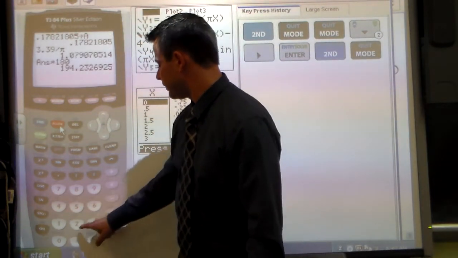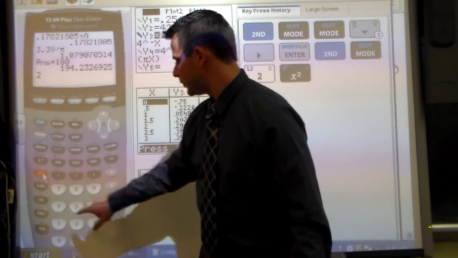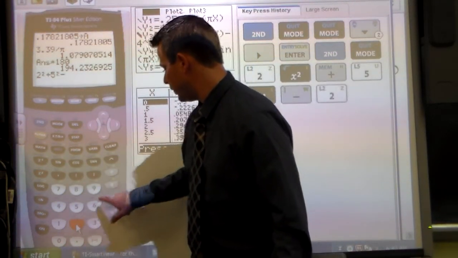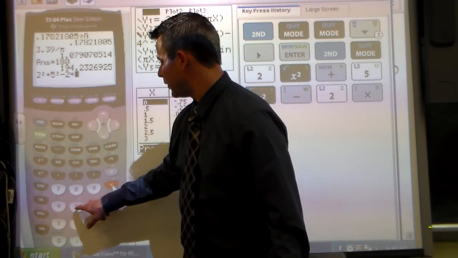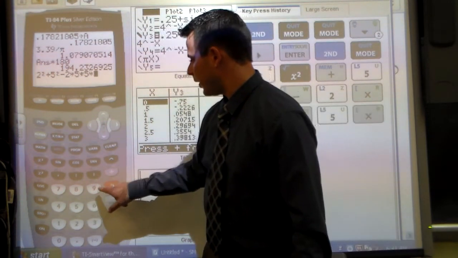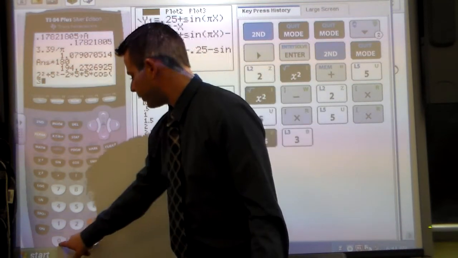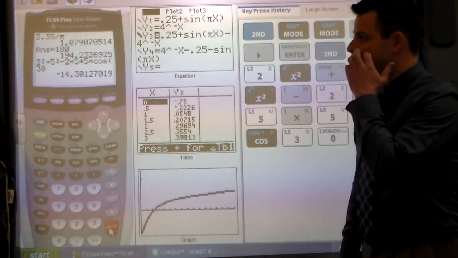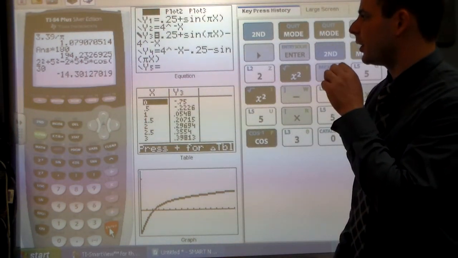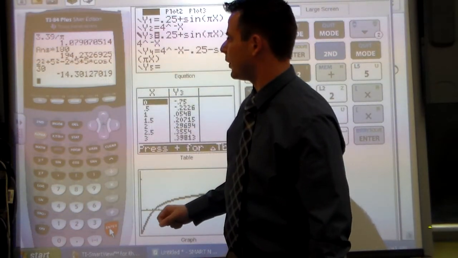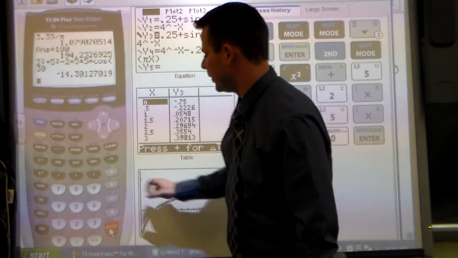And we're just going to do 2 squared plus 5 squared minus 2 times 5 times 2 times the cosine of 30. Enter. So we get, well, something's wrong here. I did 2 times 5 times 5 times the cosine of 30. Let me try that one more time.